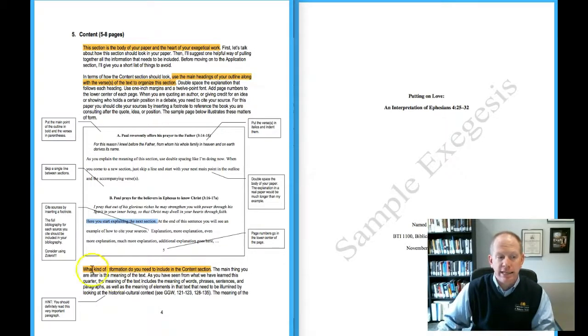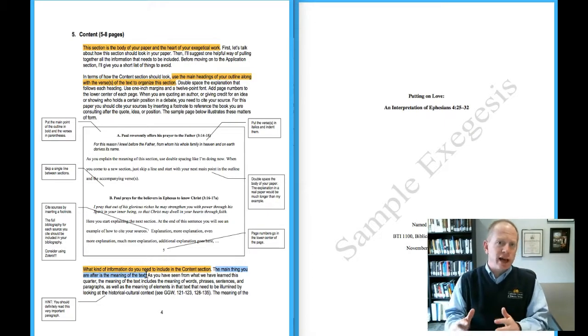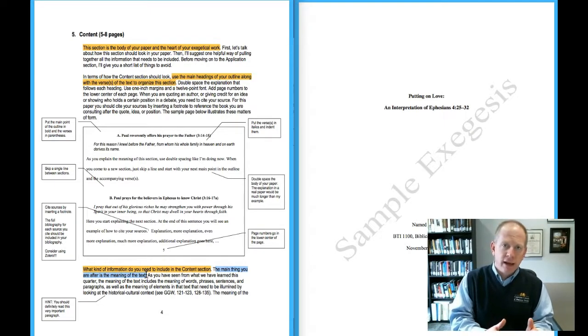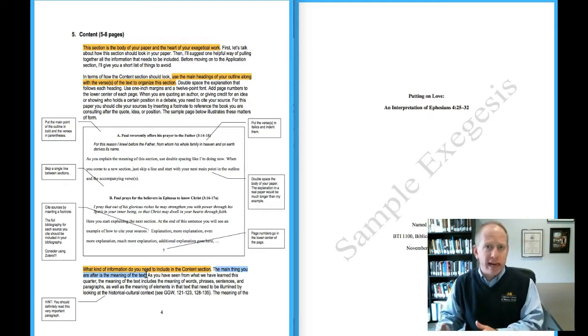Now, let's talk next here about what kind of information to include. And again, the main thing you're after is the meaning of the text. If you say that this passage explains why giraffes are bunnies, then you need to show me in the passage what it's saying about giraffes and how it says giraffes are bunnies and what the result of that is.